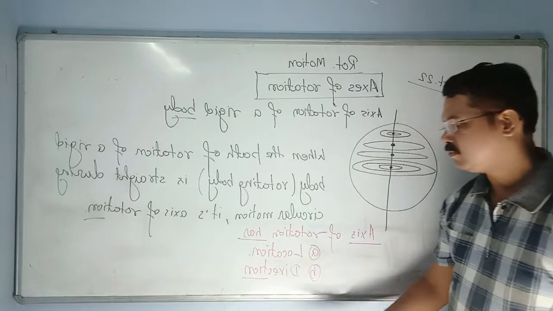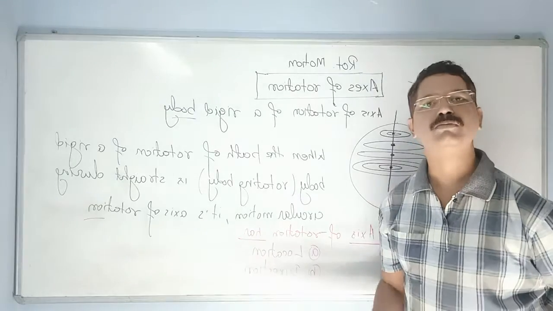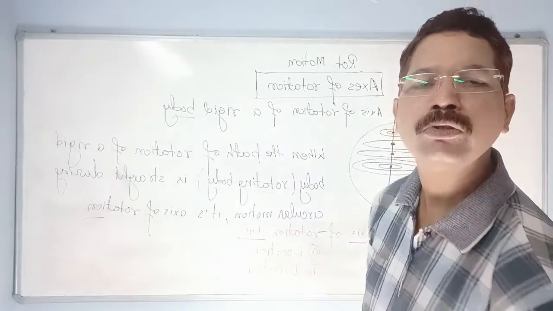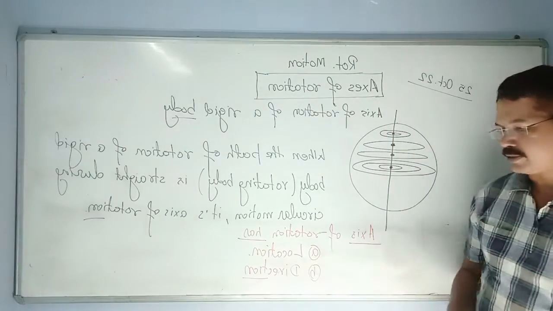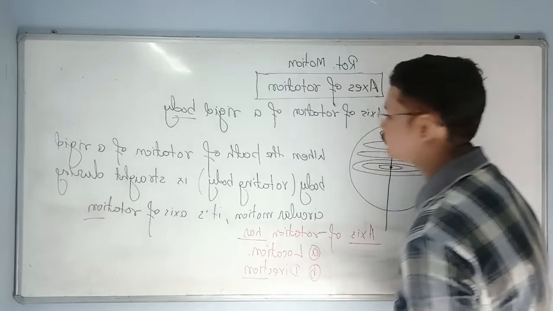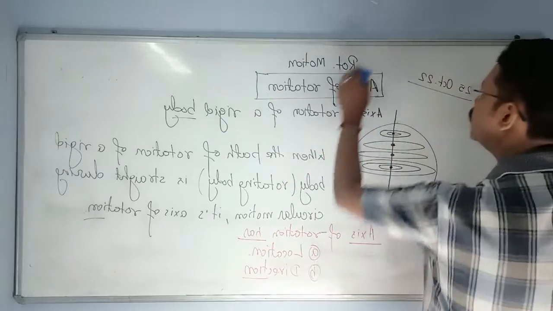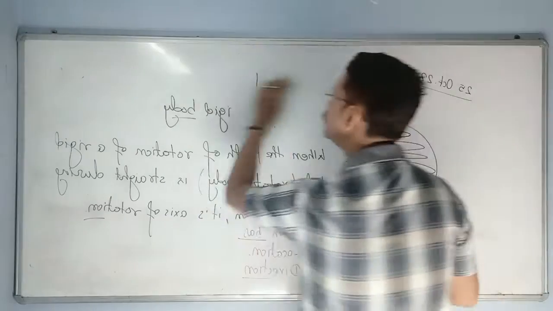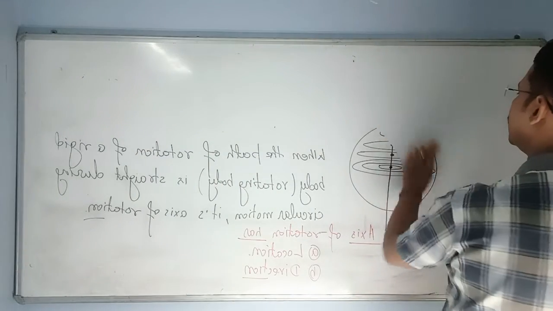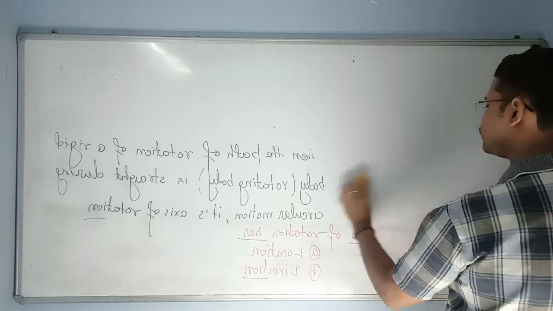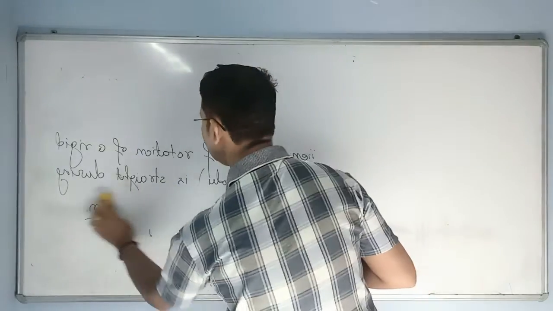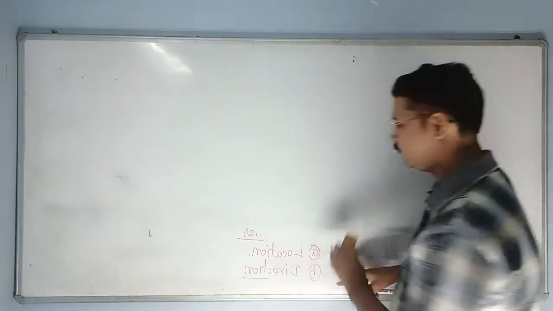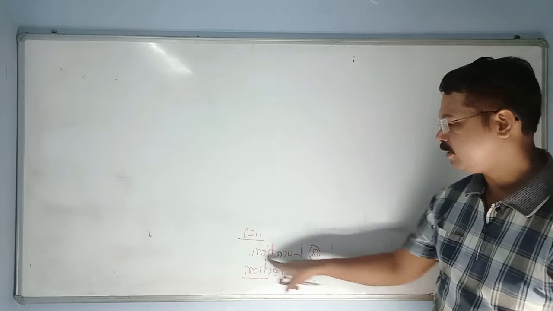Location of a body and direction of the body. So both are located in the axis. So the axis of rotation is clear in the rigid body, which has location and direction. I write it here: location and direction.